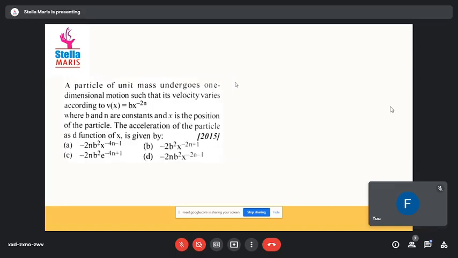Here, see, this is 2015. This is also actually AIPMT. Now NEET, you can write either AIPMT or NEET. 2015 sum. So they have said that a particle of unit mass undergoes one-dimensional motion such that its velocity varies according to an equation where b and n are constants, and x is the position of the particle. They are asking for the acceleration of the particle as a function of x.